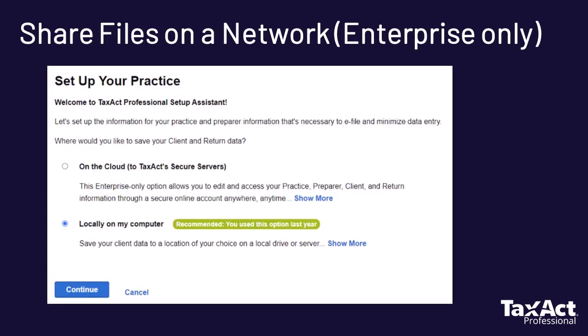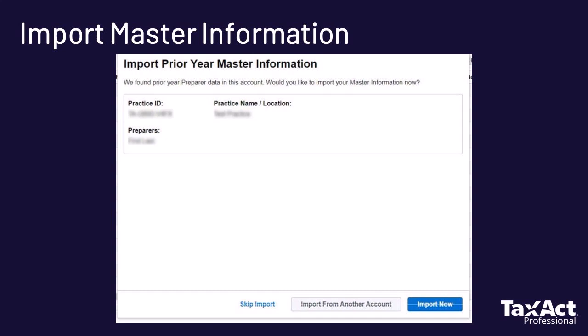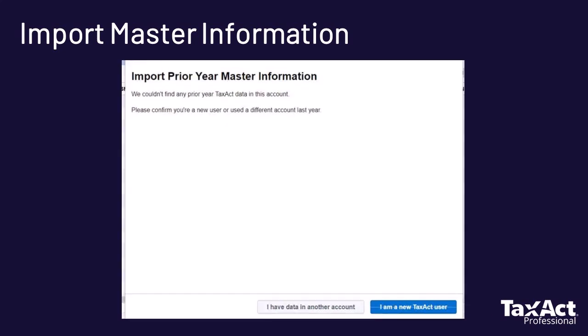When you launch TaxAct for the first time in an Enterprise Edition, you will be prompted to set up your practice. You can either save shared files on your local network or on TaxAct secure servers. Select the button next to the option you prefer, and then click Continue on the bottom left side of the screen. When you sign in for the first time, you will be prompted to import master information. TaxAct will search your local computer for master information files and bring them in once you authorize the import. If no files are found, you will be prompted to import files from another account or to set up your account as a new user.